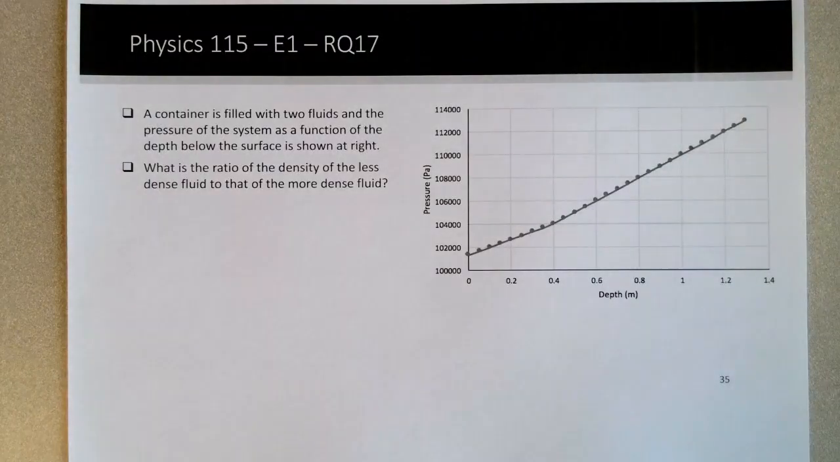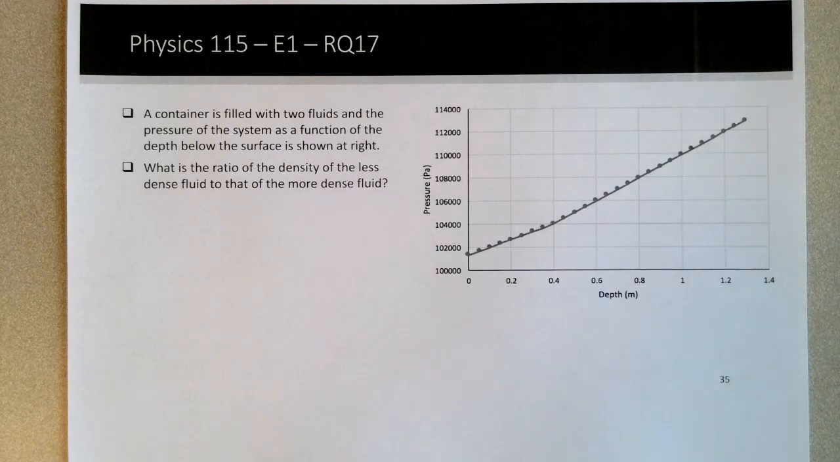Okay, so in question 17, looks like we've moved on to fluids at this point in the review. A container is filled with two fluids, and the pressure of the system as a function of the depth below the surface is shown. What is the ratio of the density of the less dense fluid to that of the more dense fluid? It's not a question you would typically have seen before in the lecture.